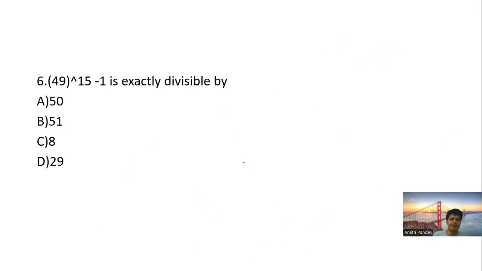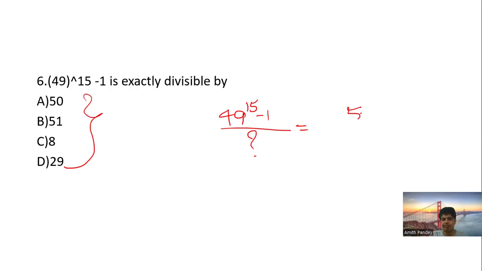Now, here again, as you can see, it is exactly divisible, so let's try to check it out. 49 raised to power 15 minus 11 is exactly divisible by which number? Fine. So you can say, what if I write 50 minus 1? Yes, if you want, you can write. But even here, there is a minus term. If it is plus, then you could have written it.